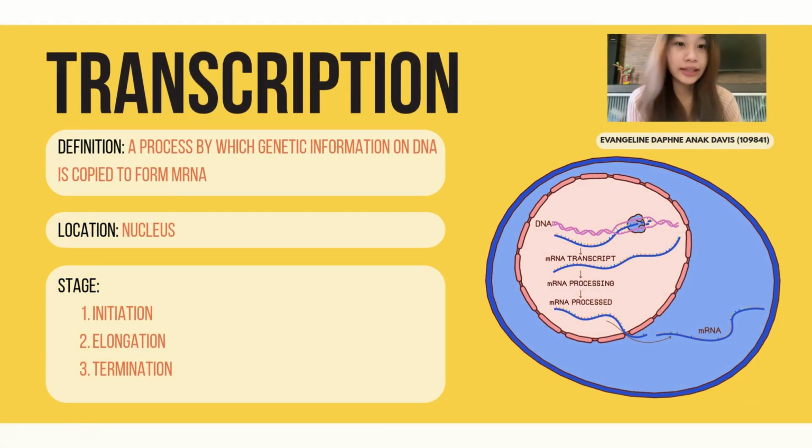I'm Evangeline, and I will explain about the transcription. The definition of the transcription is a process by which genetic information on DNA is copied to form mRNA. It occurs at nucleus, and it is divided into 3 stages. The first stage is initiation, the second stage is elongation, and the last stage is termination.